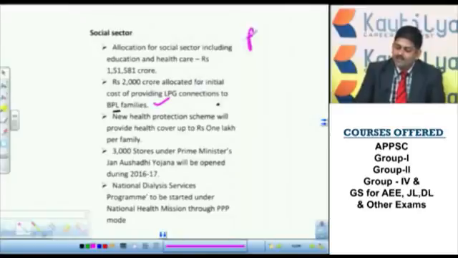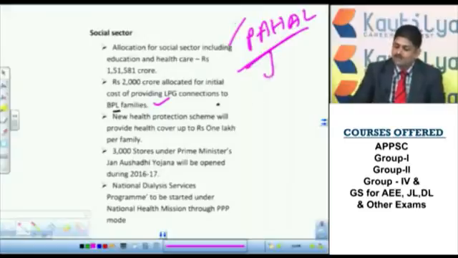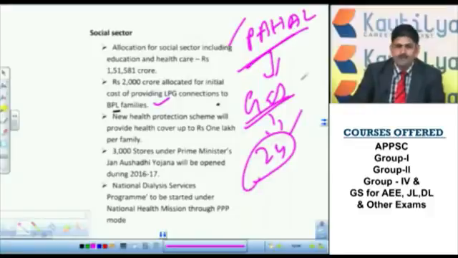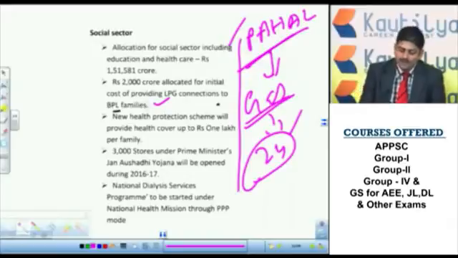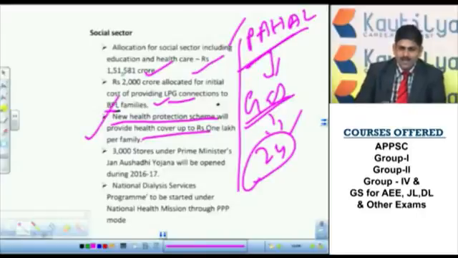Now here we have to remember another scheme called the PAHEL scheme. This was started last year. Under the PAHEL scheme, the gas connection will be provided within 24 hours after applying. So this is not only for the poor people, actually BPL; anyone can do this. But the Government of India provided exclusively for BPL families 2000 crore in order to provide LPG connections for those poor people. Now a new health protection scheme was also announced. So health cover up to 1 lakh per family is given. So another important initiative.